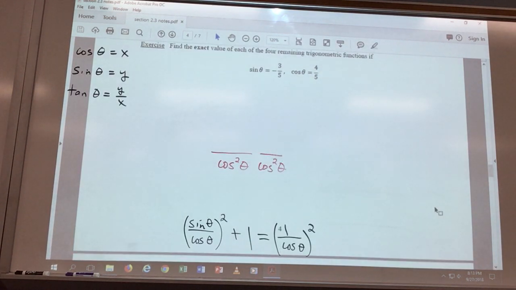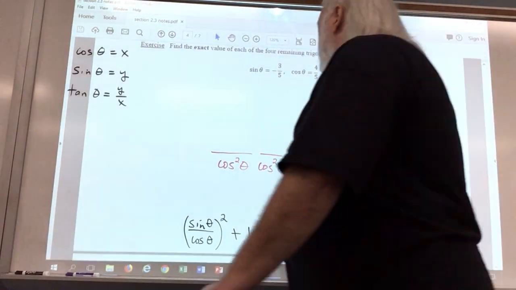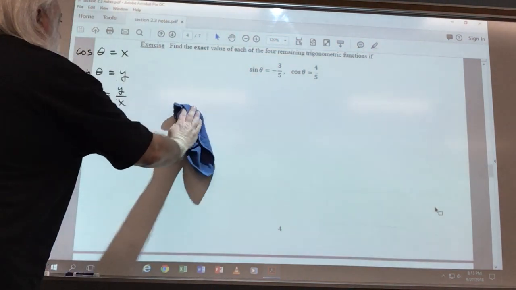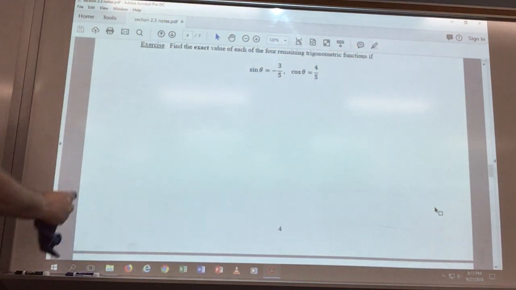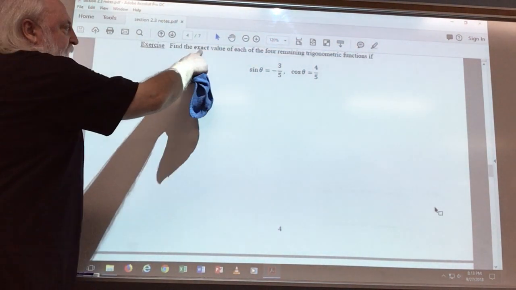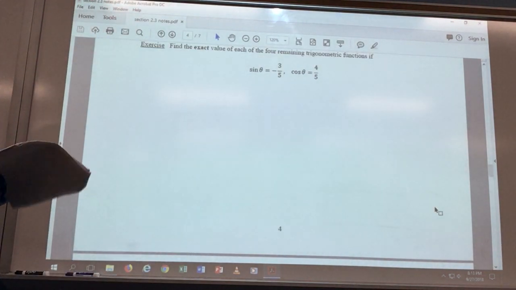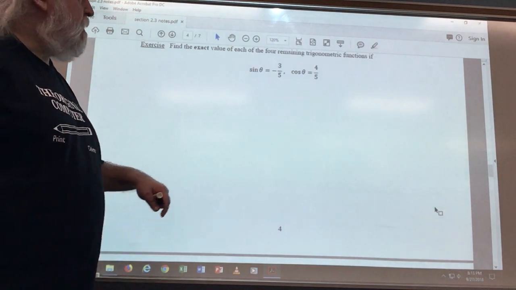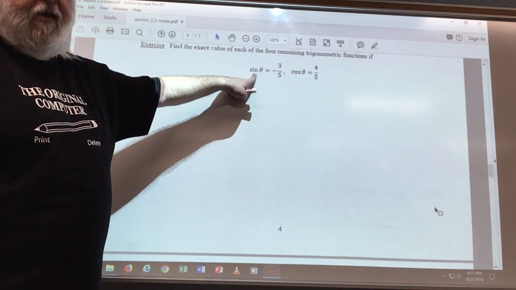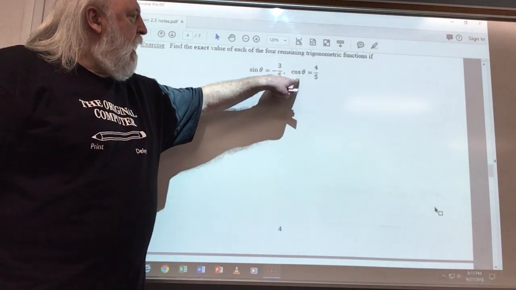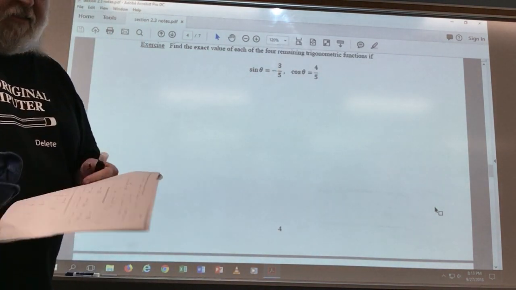So let's use the identities in the rectangle to solve this problem here. We've got to find the exact value of each of the 4 remaining trigonometric functions of theta if you're given that sine theta is equal to minus 3/5 and cosine theta is equal to plus 4/5.